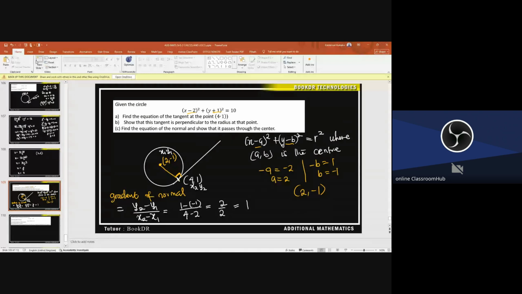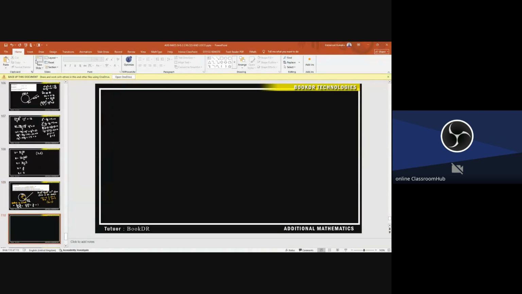Then the gradient of the tangent will be the negative reciprocal of that. So gradient of tangent is the negative reciprocal of 1. And that will give us what? -1.